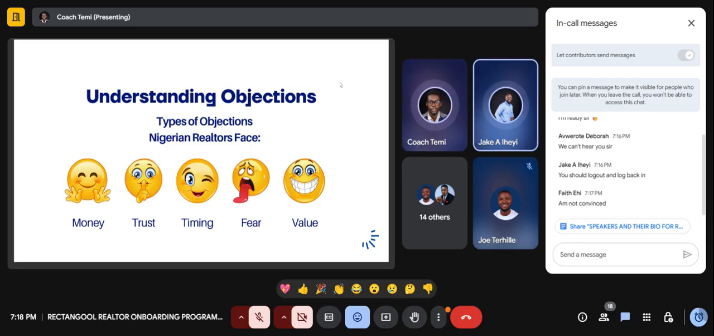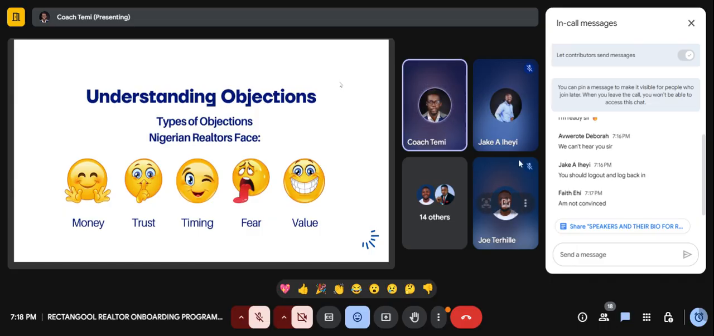So the timing objection is exactly saying that I am not ready now. Let's look at it critically, because timing is different from money. The person saying I'm not ready now is not saying I don't have the money. Sometimes we assume that when somebody says I am not ready now, the person is saying I am not interested. We take trust objection for money objection. We take money objection for timing objection. So when we understand the category the objection falls into, we can now know the response to give.